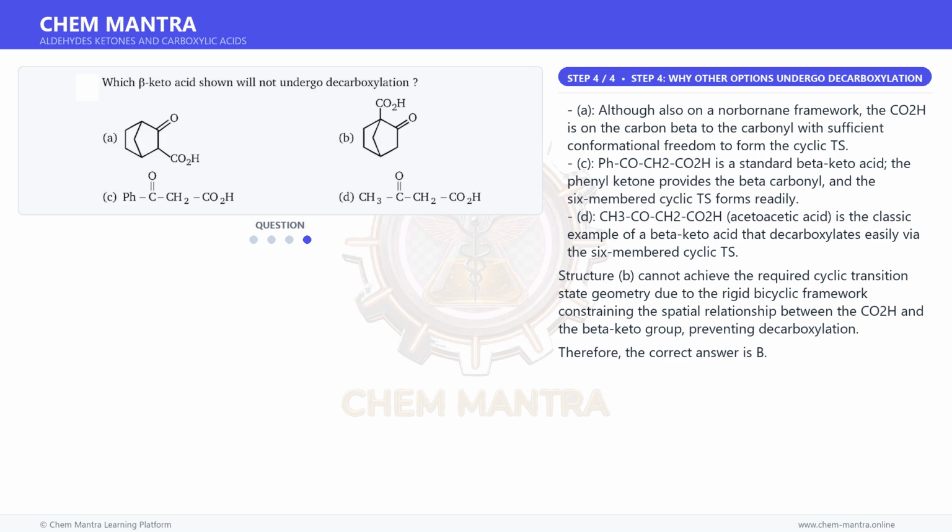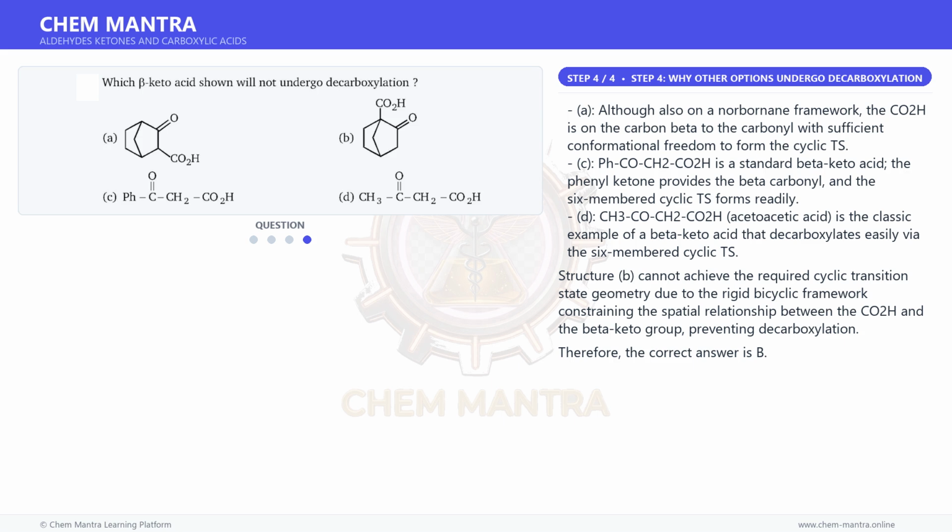Although also on a norbornane framework, the CO2H is on the carbon beta to the carbonyl with sufficient conformational freedom to form the cyclic TS. C6H5-CO-CH2-CO2H is a standard beta-keto acid. The phenyl ketone provides the beta-carbonyl, and the 6-membered cyclic TS forms readily.